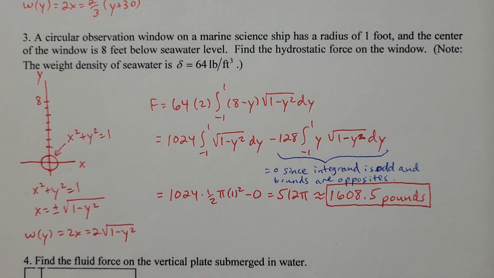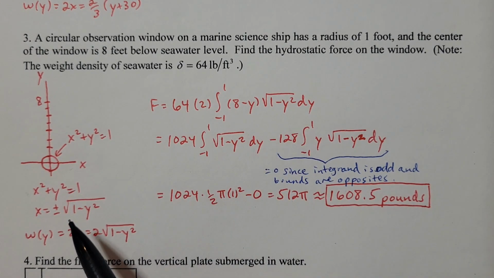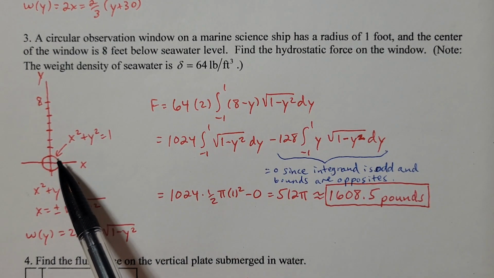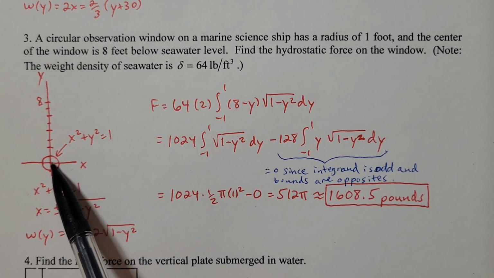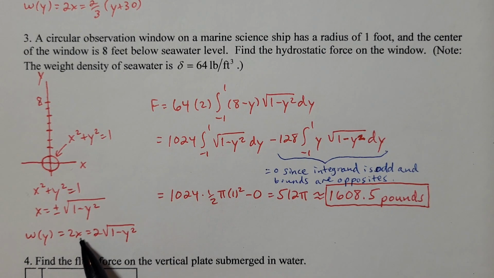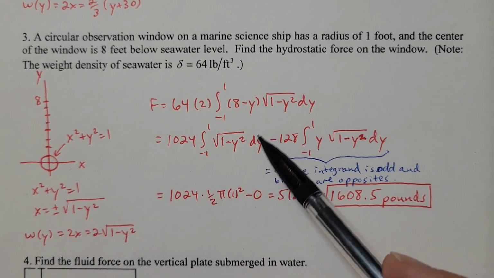Okay, so in the integral, why don't we go ahead and double x, so that way we don't have a plus or minus thing going on inside the integrand. So the width all the way across the circle is where I take x, the positive x values, and I just double it. So 2 times x, or 2 times the square root of 1 minus y squared. That's going to go in the integral. That's w of y.